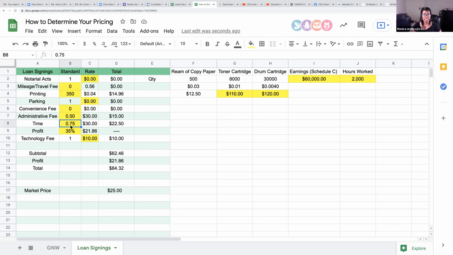The physical time it's going to take us to do the signing is 45 minutes, but honestly, if it were me, I would probably do everything at no less than an hour. Unless it's a reverse, then I would say 2. Okay, so if it were me on a default, I'm always probably going to use 2 hours. I'm going to use my profit of 35%, and I'm pretty much good. My fee for that signing is going to be $135.